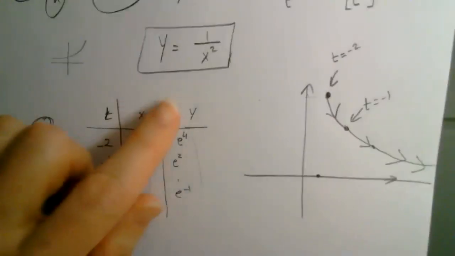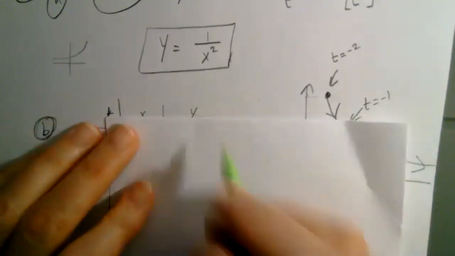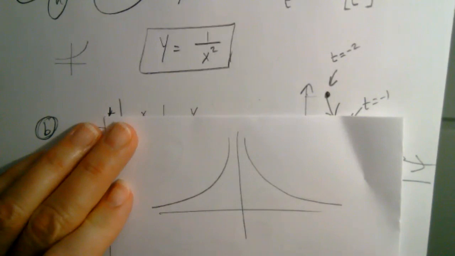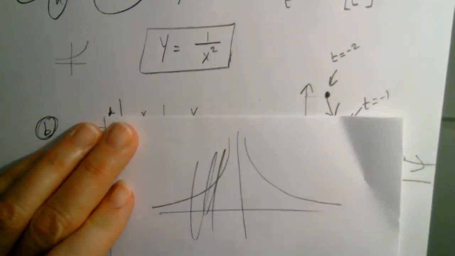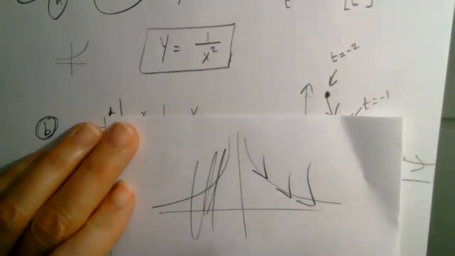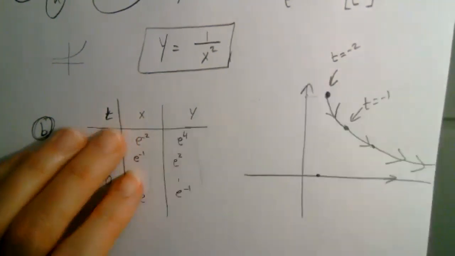So y equal 1 over x squared picks up both branches. That's the graph of y equal 1 over x squared. The one I'm interested in, this is gone. We are not interested in this piece. We're actually only interested in this piece, and that's the direction of motion that we have.